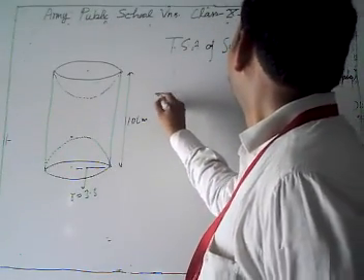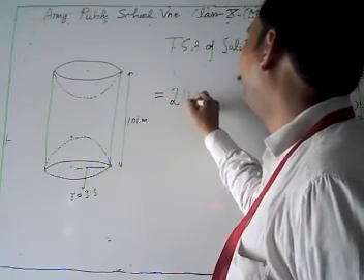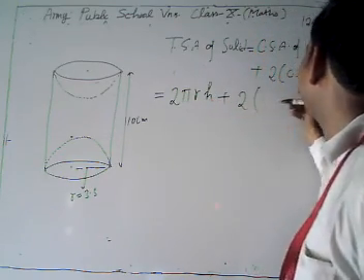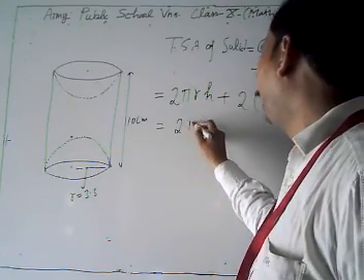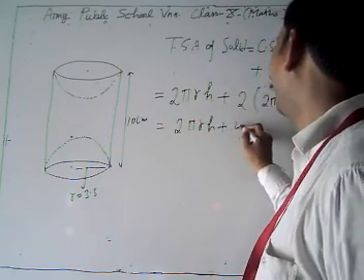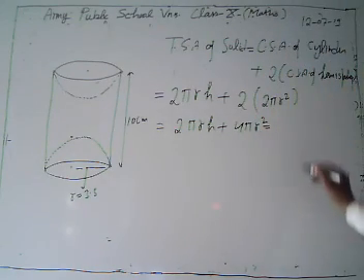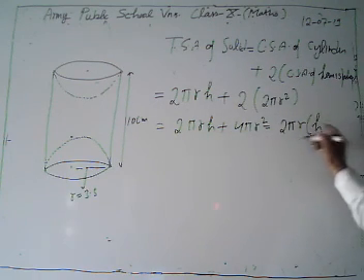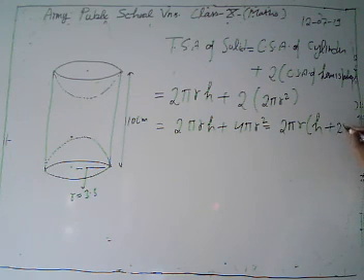Now what is the CSA of our cylinder? It's 2 pi r h. And 2 times the CSA of a hemisphere is 2 times 2 pi r square. Now what do we have? We have 2 pi r h plus 4 pi r square, taking 2 pi r common. Then we have 2 pi r times h plus 2r.